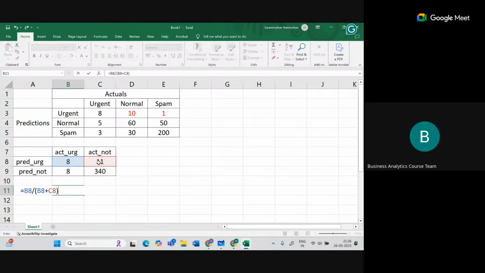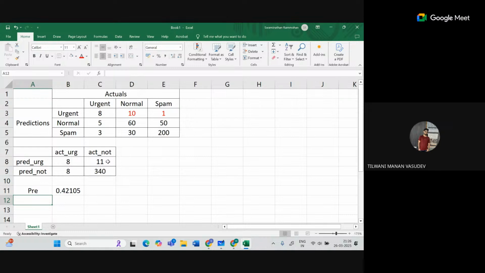Tell me why it is 11. It is actually not urgent, but you have wrongly predicted it as urgent. So this is false positive. Something that is actually not positive, but you are predicting it as positive, that is false positive. Is it clear?